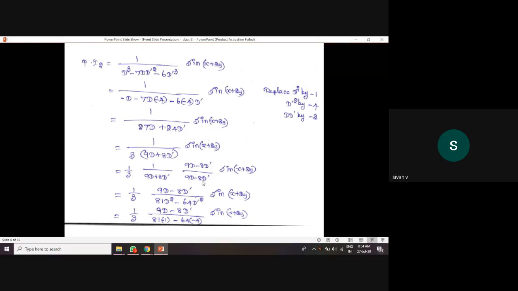First, 1 into 9D minus 8D dash as it is. The denominator is a plus b into a minus b, so a square minus b square. Now D square and D dash square: D square means minus 1, and D dash square is minus 4.